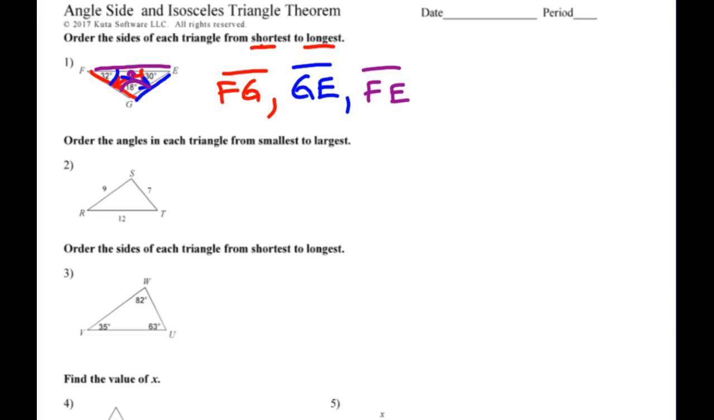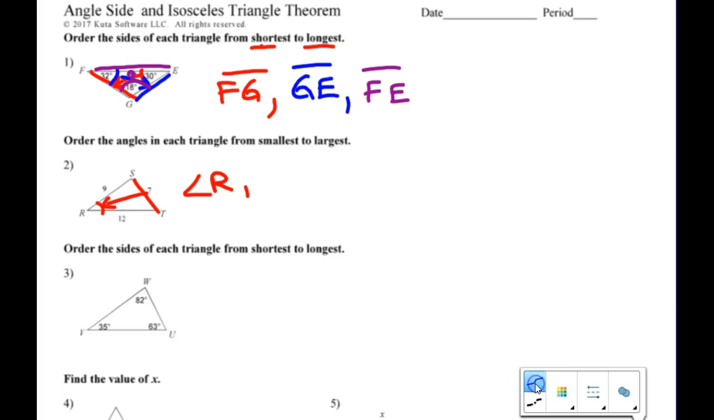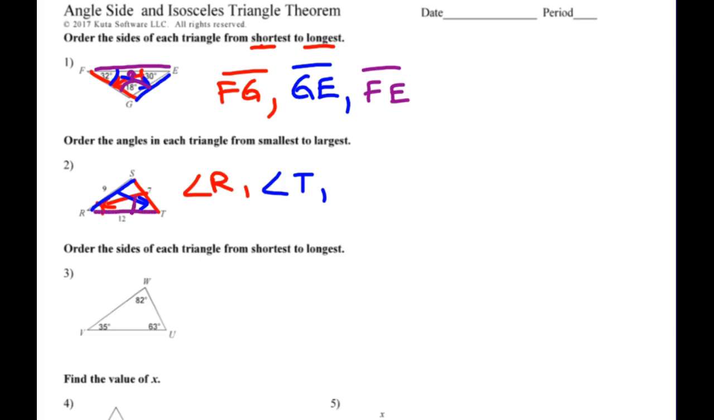Number 2, ordering the angles from smallest to largest. Again, across from the smallest side is angle R. What's the middle angle? The middle side is 9, so across from 9 is angle T. And then the longest side is 12, across from 12 is angle S. Okay?